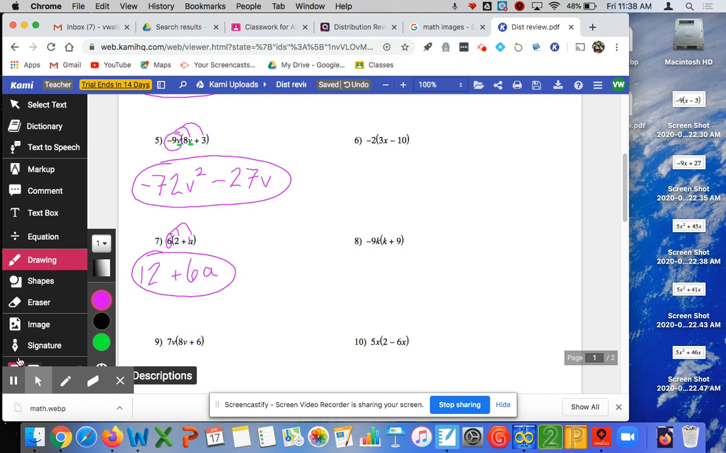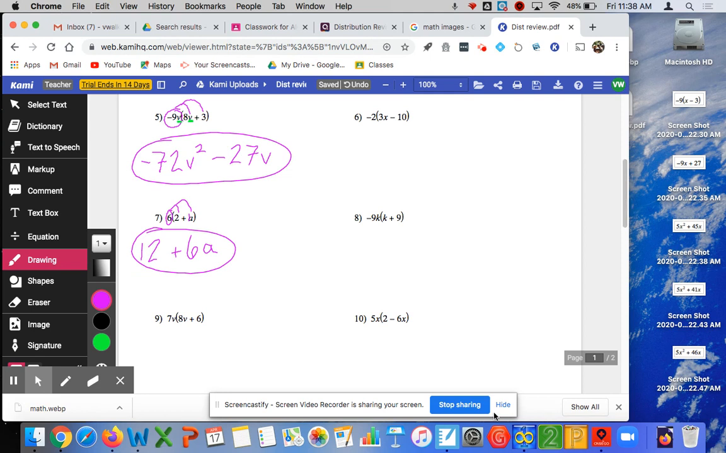Last one, number 9, 7v times 8v plus 6. All we gotta do is what we have been doing. Take what's out in front and multiply it by both of the things in the parentheses. 7 times 8, do the numbers first. 7 times 8, 56. Count how many v's you have after you're done multiplying.